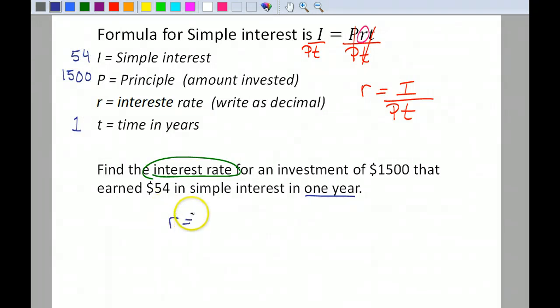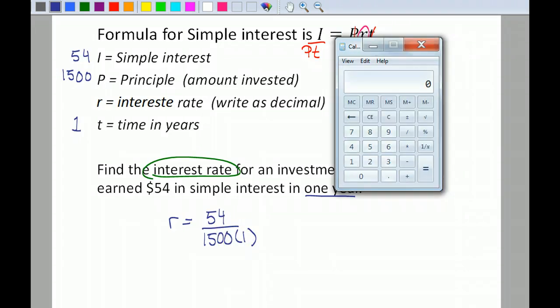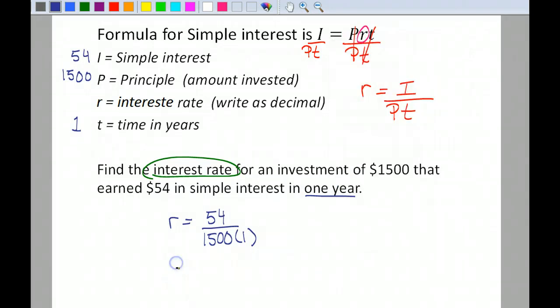My rate is equal to my simple interest, which is 54, divided by my principal times the time, which is 1. Okay, now this is a problem that I will probably use a calculator for. So I'm going to say, okay, 54 divided by 1,500 is equal to, so my interest rate is equal to 0.036. But now I want to write this in percent. So my interest rate is 3.6%.